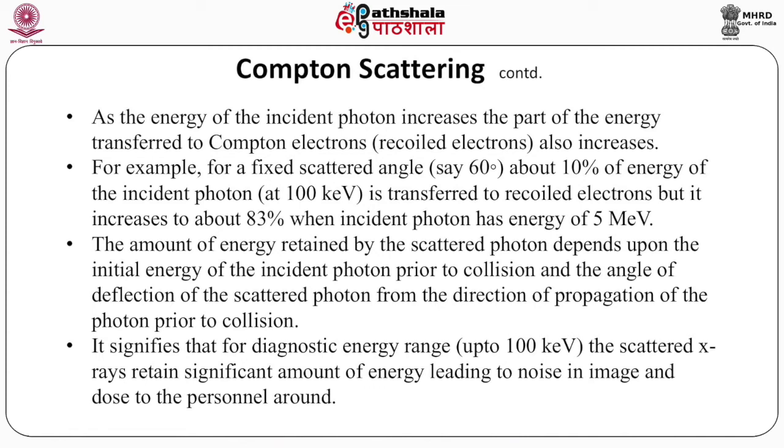The amount of energy retained by the scattered photon depends upon the initial energy of the incident photon prior to collision and the angle of deflection of the scattered photon from the direction of propagation of the photon prior to collision. It signifies that for the diagnostic energy range up to 100 keV, the scattered X-rays retain a significant amount of energy, leading to noise in the image and dose to the personnel around.